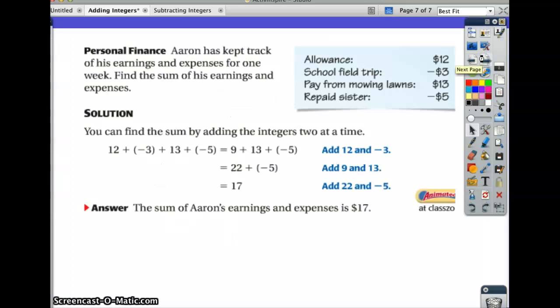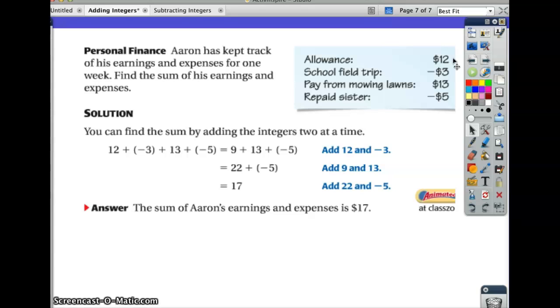And last, here's a word type problem. It says Aaron has kept track of his earnings and expenses for 1 week. Find the sum of his earnings and expenses. So his allowance is $12, so that's a positive. School field trip cost him $3, so that's a negative. And then his pay from mowing lawns was $13, so that's a positive. Then he repaid his sister $5, so that's a negative.